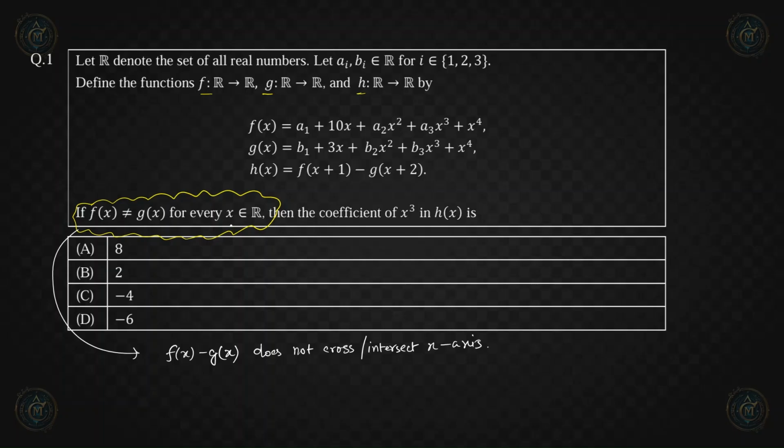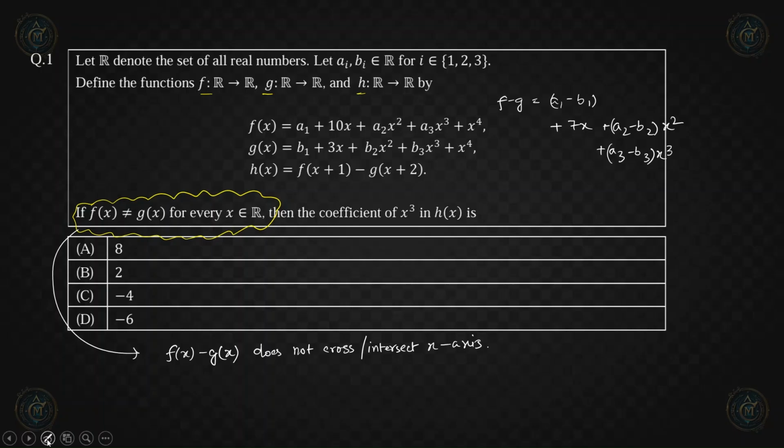Let us find f(x) minus g(x) first. f minus g is (a1 minus b1) plus 7x plus (a2 minus b2) x square plus (a3 minus b3) times x cube plus 0, so we can omit this term. So f minus g is a cubic function, but we are saying that this function does not intersect the x-axis at all. For every x, this function is non-zero.